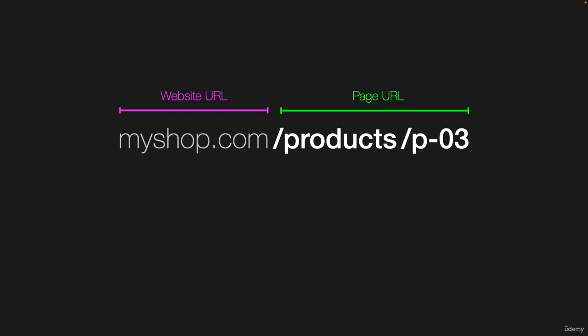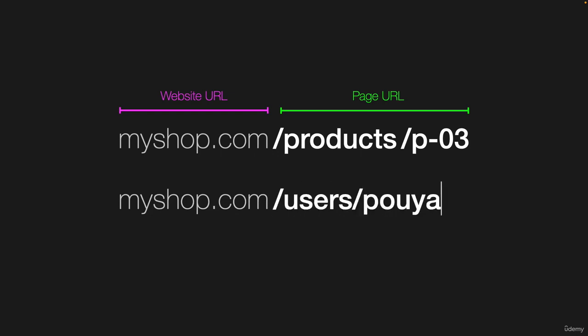Okay, so along the course, when I'm talking about the web page URL, I'm talking about the second part after the domain. Let's have another example. Let's say we have myshop.com/users/puya. Let's say we have created an application for users, and each user can have their own profile, and for example, this is the address for my profile.